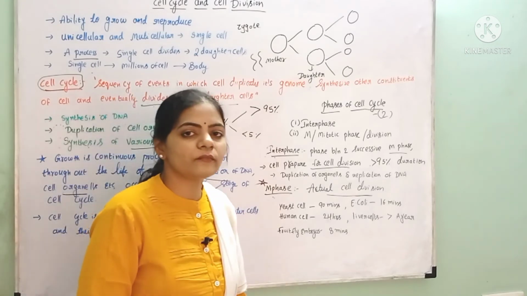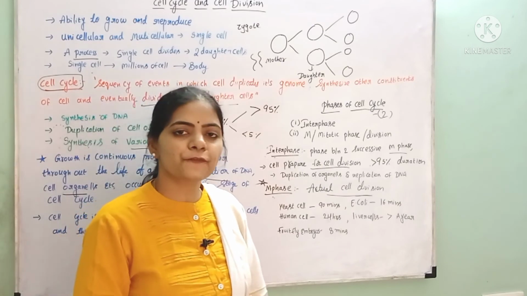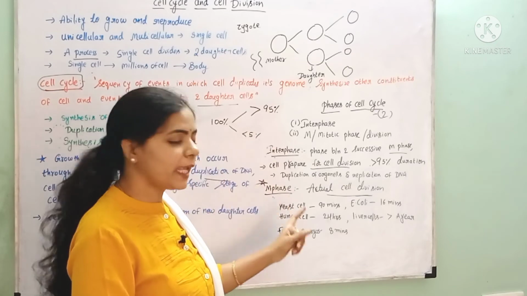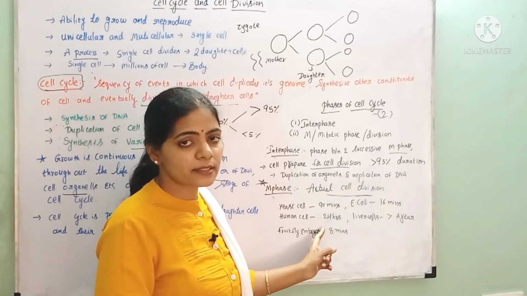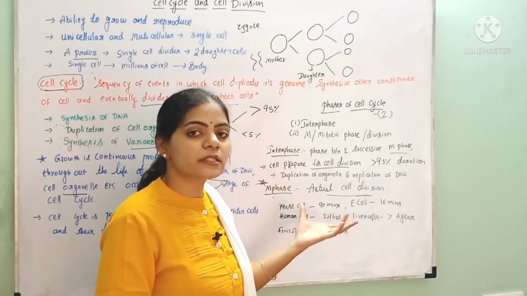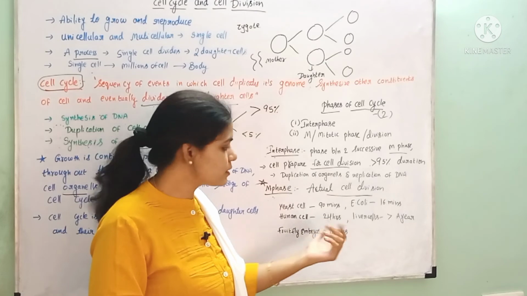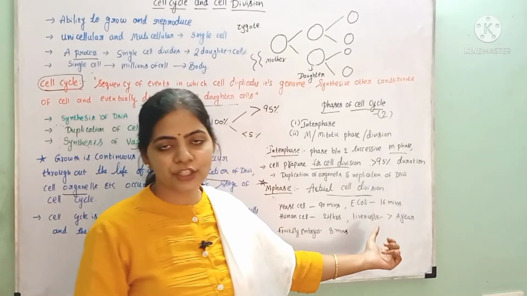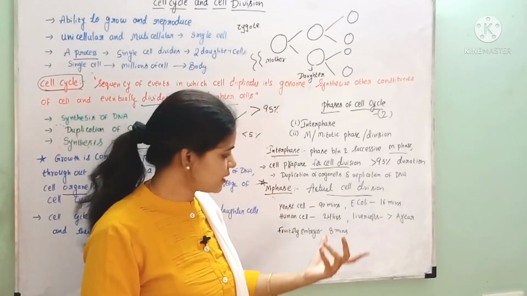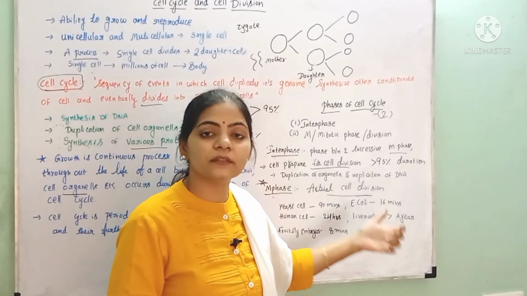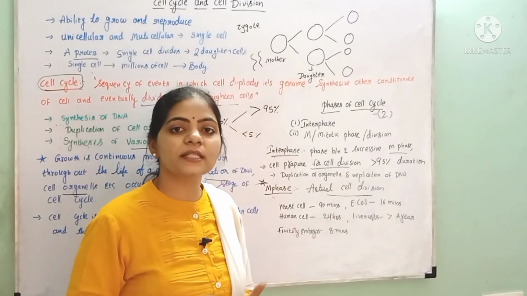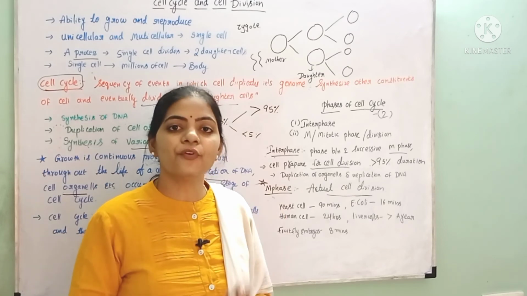And here the cell cycle varies from cell to cell, from organism to organism. For example, if we take the yeast cell, it takes nearly 90 minutes for its division. That means yeast cells divide once in every 90 minutes. E. coli, or Escherichia coli, is a bacteria. It is a common bacteria present in our intestine. This bacteria will divide once in every 16 minutes. And human cells take 24 hours for their division.